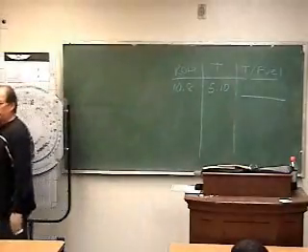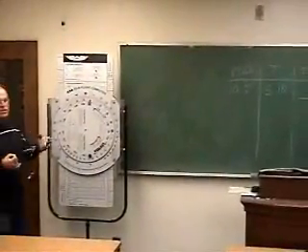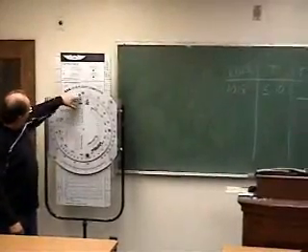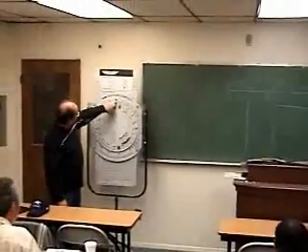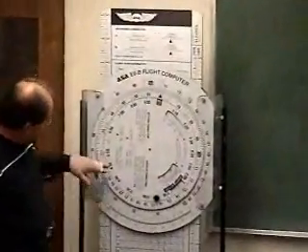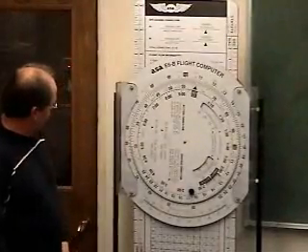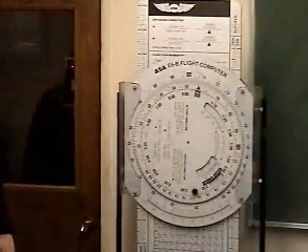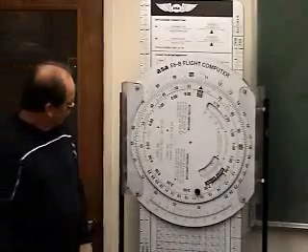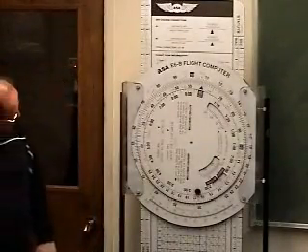Now, your speed index goes on the rate of burn. So you're doing the exact same problem, just a different title. 10.8, there's 10.5, 6, 7, 8. Find 5 hours and 10 minutes right here. And how much fuel did we burn? 56 gallons.